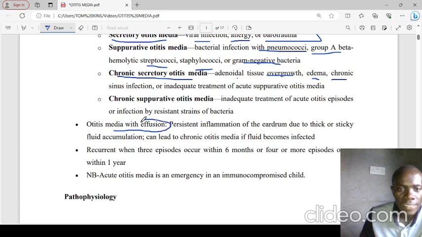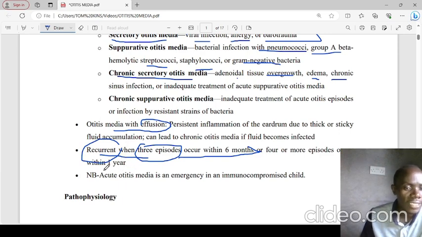So otitis media can happen with effusion, okay? Here we have persistent inflammation of the eardrum due to thick or sticky fluid accumulation, and it can lead to chronic otitis media if the fluid becomes infected. We also have recurrent otitis media. We normally term it as recurrent when you have 3 episodes occurring within 6 months or 4 or more episodes within a year. We call that recurrent otitis media.